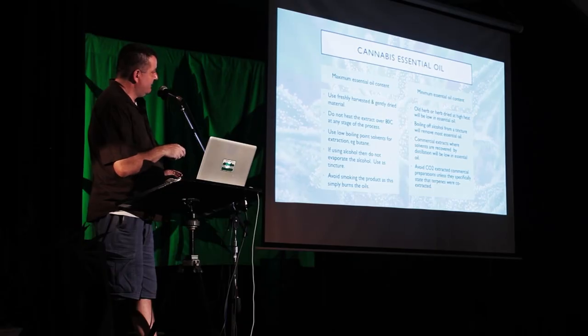So here's just a list of how to maximize essential oil content, or how you lose most of your essential oil. To maximize, use fresh material, gently dried. Don't heat it over 80 degrees at any part of the process. Use low boiling point solvents, such as the butane method. If you're using alcohol, don't evaporate the alcohol. Avoid smoking the product, as this simply burns off the essential oil. For minimizing, you would use old herb and boil off the alcohol.